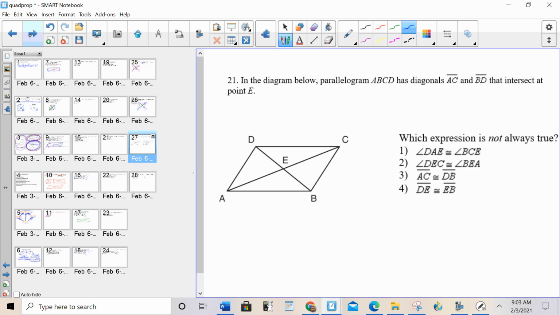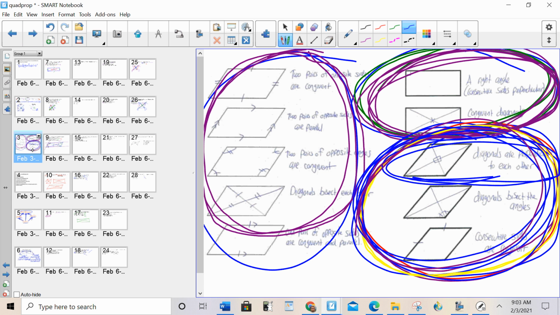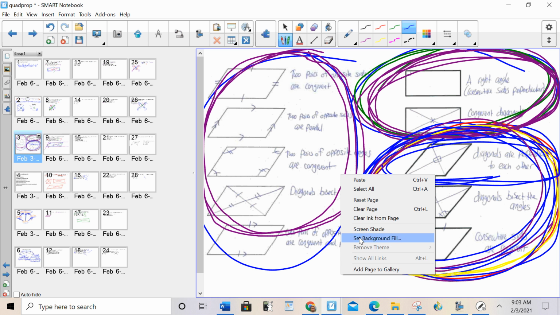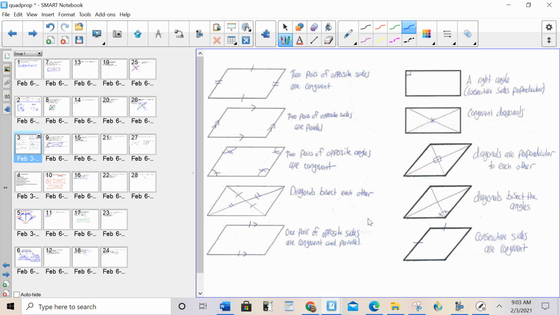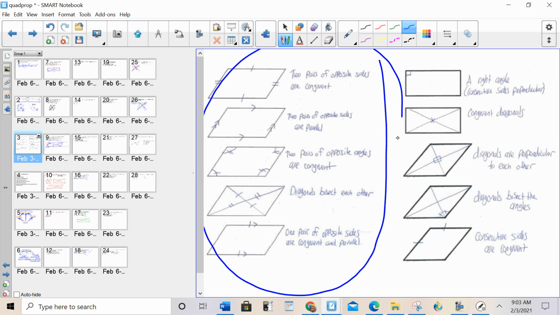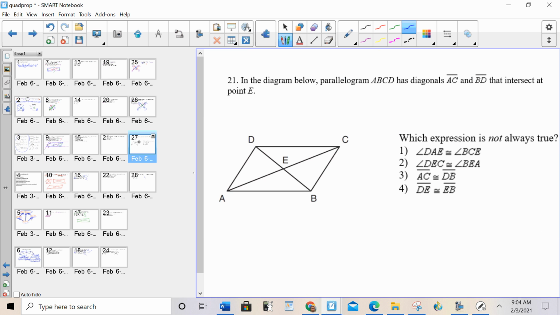Okay. In the diagram below, parallelogram ABCD has diagonals, and so on. Which expression is not always true? So it's not saying anything about a rectangle or a rhombus or a square. It's just talking about a parallelogram. So we are just looking at these properties. I keep circling this stuff, and it gets kind of wild by the end. DAE, BCE.